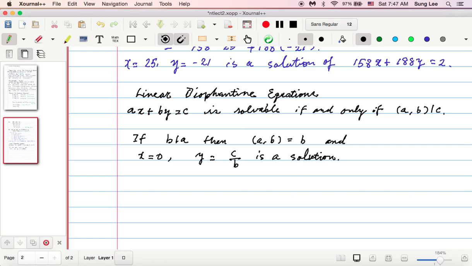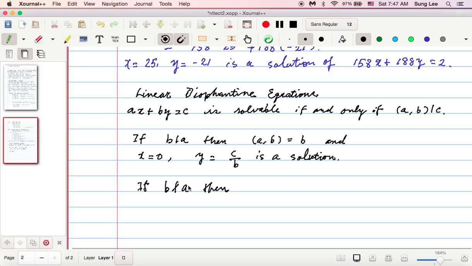Okay, right? So yeah, I just wanted to correct that. So this case is done. What if it doesn't divide? If B does not divide A, then here we are assuming that B is greater than A.